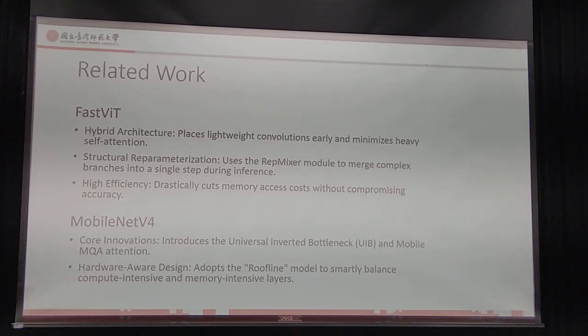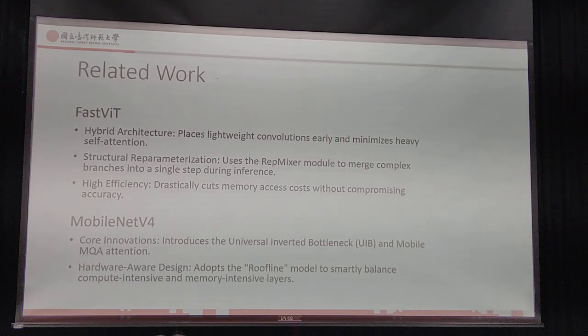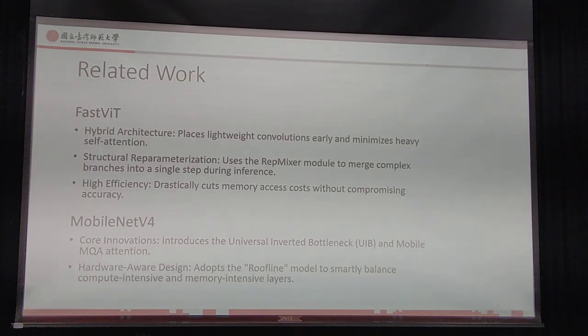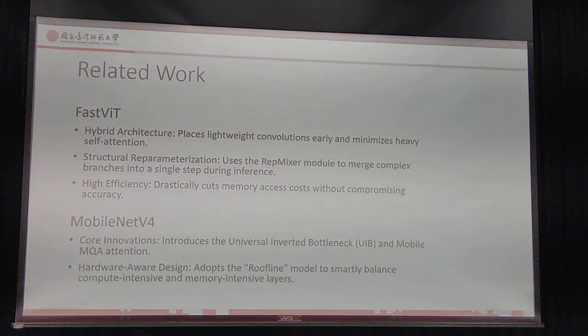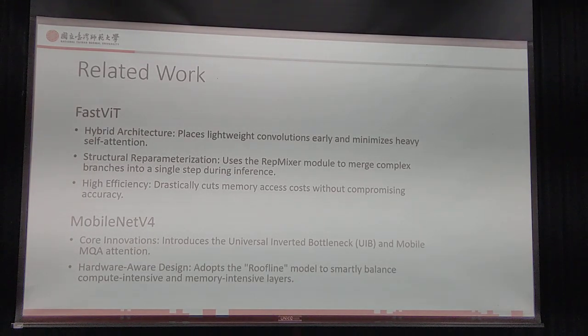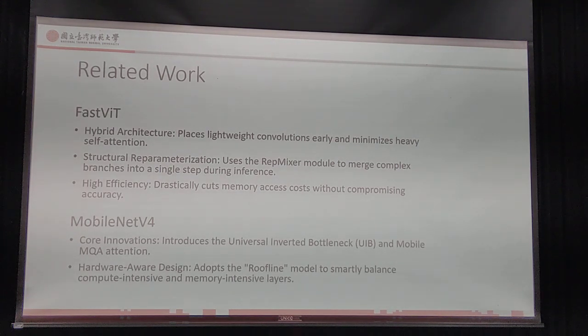On the other hand, MobileNetV4 introduced the universal inverted bottleneck, UIB, and Mobile Multi-Query Attention. It adopts a hardware-aware roofline design to smartly balance compute-intensive and memory-intensive layers. Ultimately, both models achieve an exceptional balance between hardware load, memory footprint, and inference throughput, making them highly efficient for practical deployment.